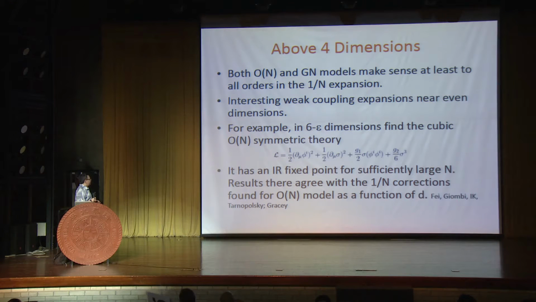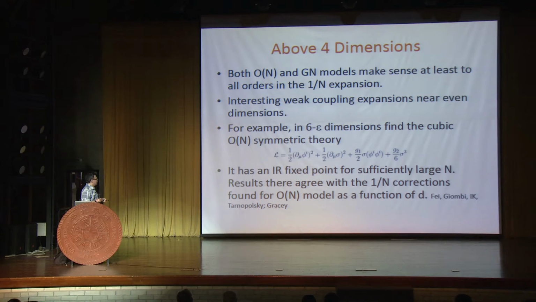Okay, what about going above 4 dimensions? So far we've been stuck between 4 and 2. What about above 2? Well, you can, for example, study the O(N) model above 2 dimensions, and then it becomes again non-renormalizable, but you can guess a similar UV completion of this model. For example, in 6 minus epsilon dimensions, you can study the O(N) symmetric theory, and we did it to 3-loop order, and then Gracey did it to 4-loop. And you have obtained very nice matching with known 1/N corrections, and everything works kind of nicely. But the sigma cubed potential suggests that there is non-perturbative instability.